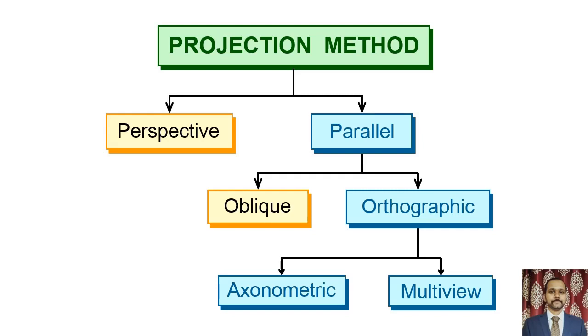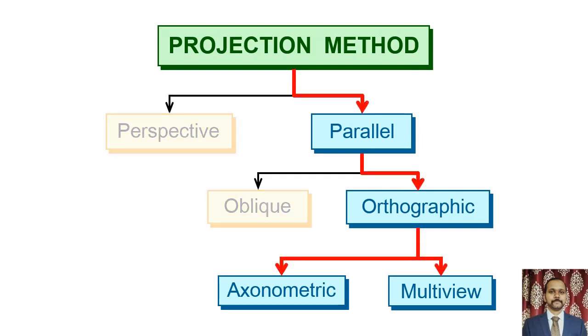So this is how we have to go for this classification. Our basic focus is axonometric views and multi-views, and we are going to see this in detail. Axonometric is nothing but the 3D view, that is, we can say isometric views, and multi-view is nothing but whatever orthographic views we have, which are in two-dimensional, and we are going to see this in detail. So this is how we have to proceed: parallel projection, orthographic projection, and axonometric and multi-view.